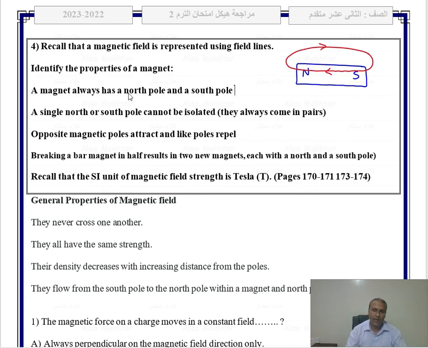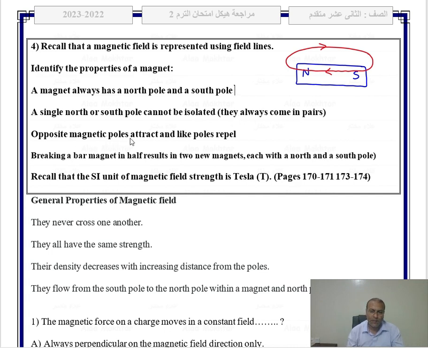A magnet always has a north pole and a south pole. A single north or south pole cannot be isolated. If you break the magnet into two pieces, you will have two magnets, and each consists of a south and a north pole. We cannot have a north pole or a south pole separated. They always come in pairs.